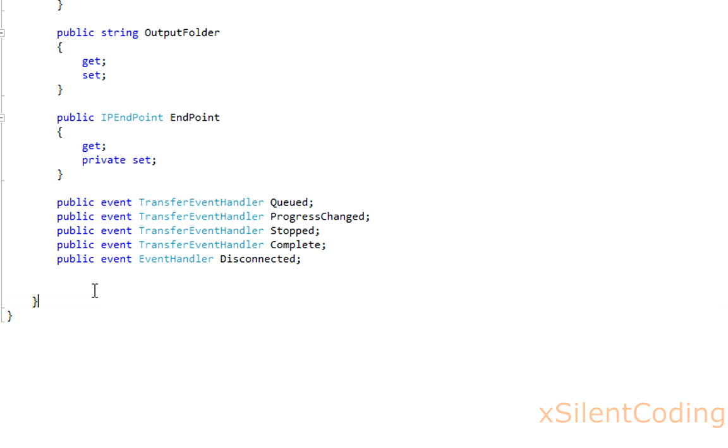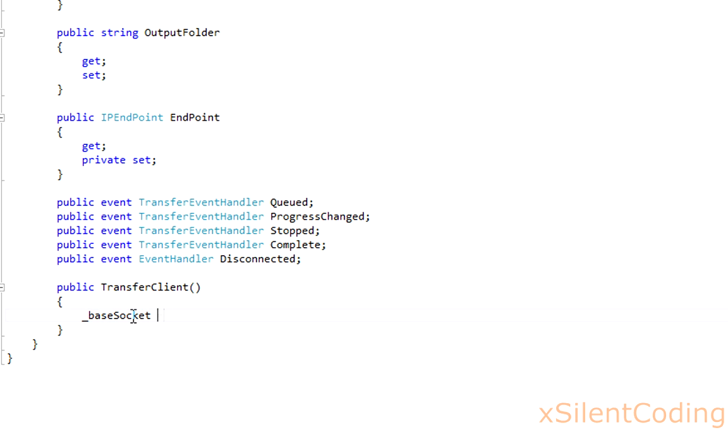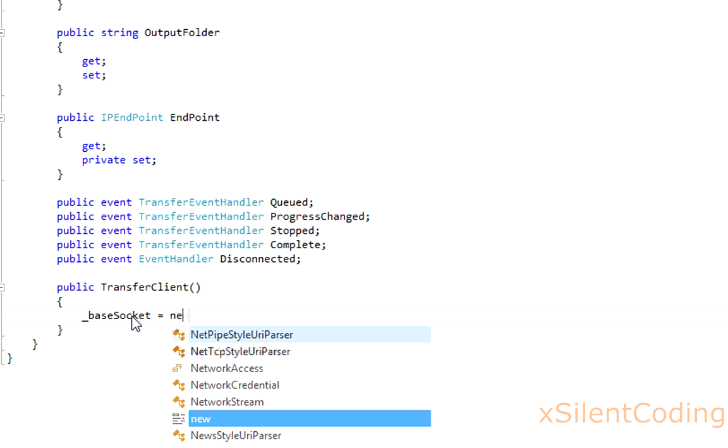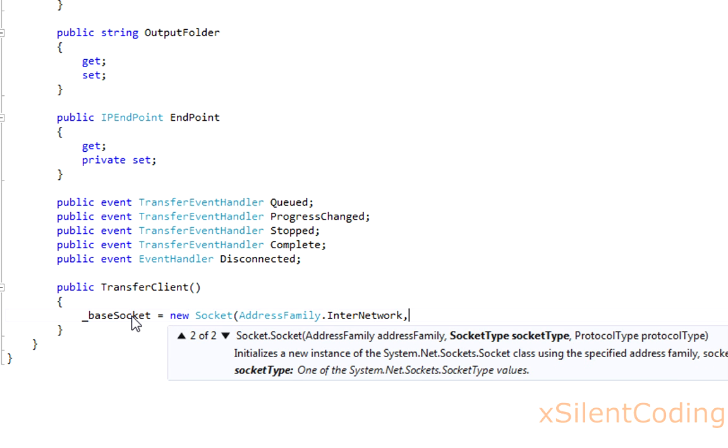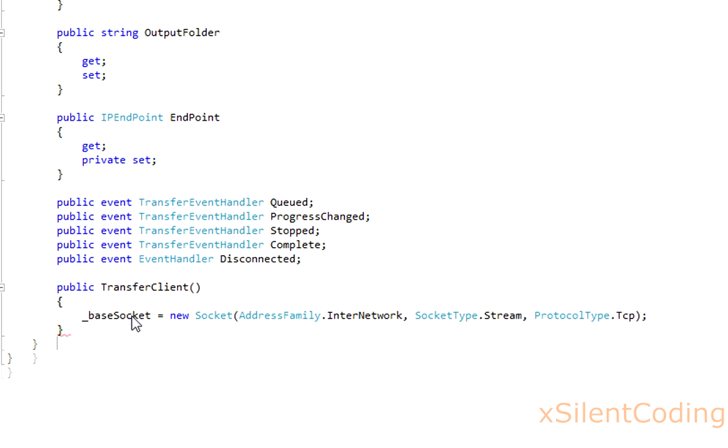Okay, now let's make our constructors. Public TransferClient. This will be the client side of it. If we create a client and we want to connect to the server, _baseSocket = new Socket, AddressFamily.InterNetwork, SocketType.Stream, and ProtocolType.Tcp.